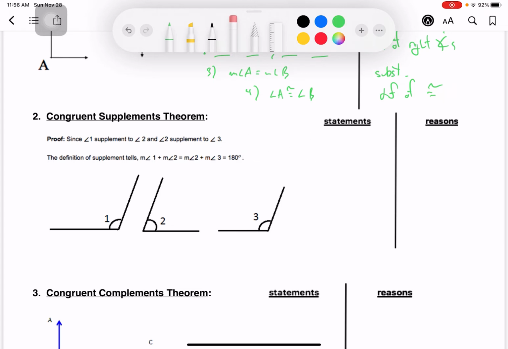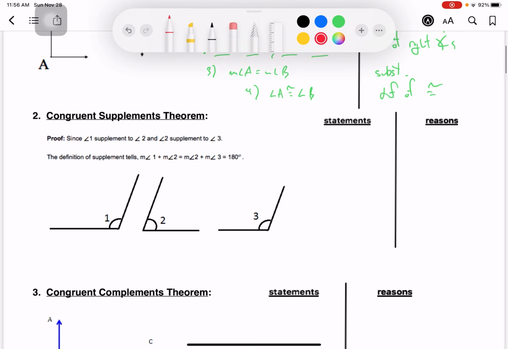So we are told, in a sense, we are given that angle 1 and angle 2 are supplementary. Okay, we are also given that angle 2 and angle 3 are supplementary. That was kind of given to me here. Okay, so given. We also know this definition of supplementary, and it's kind of just there to remind you.